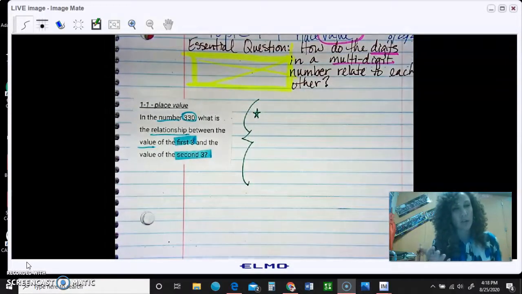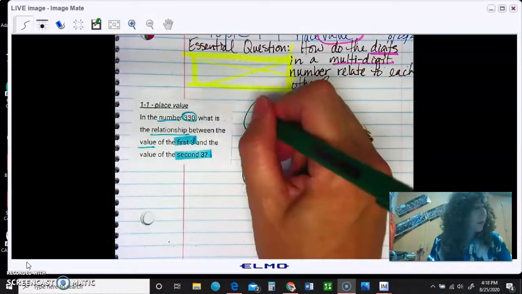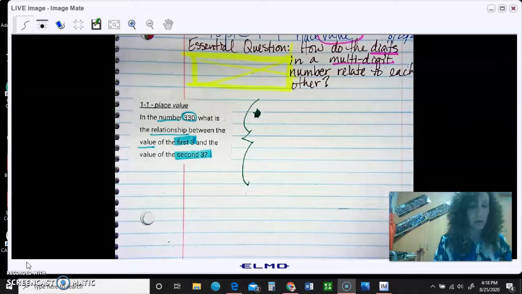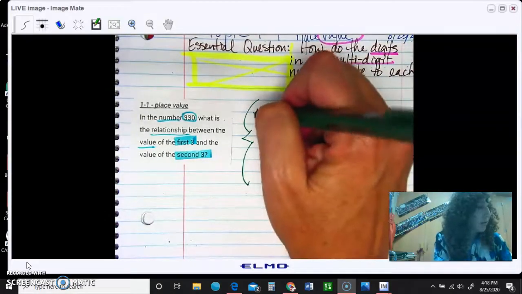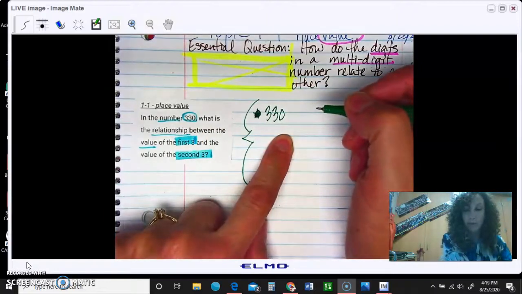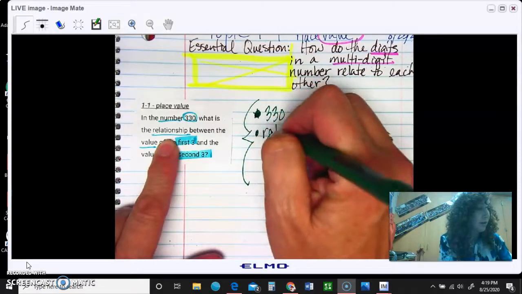I do stars for bullets. They're called bullet points. You could do just a filled in circle if you don't want to write a star, whatever. I just like to do stars. So the first part that's important is that 330. We're going to pull it over to the brace map. Then we see, well, relationship, that's important. We need to keep track of that. Relationship.